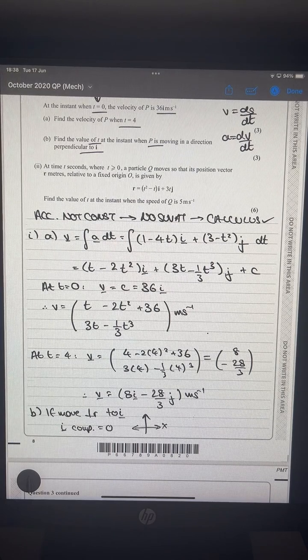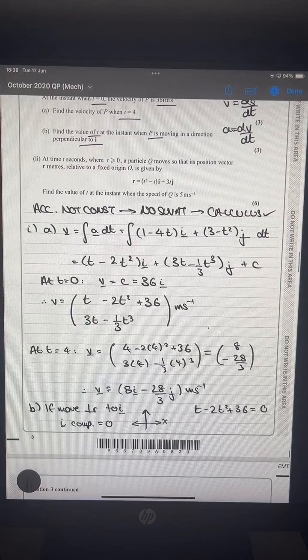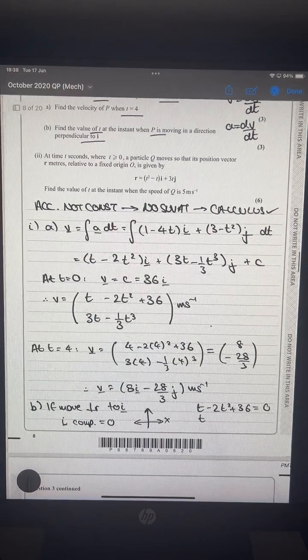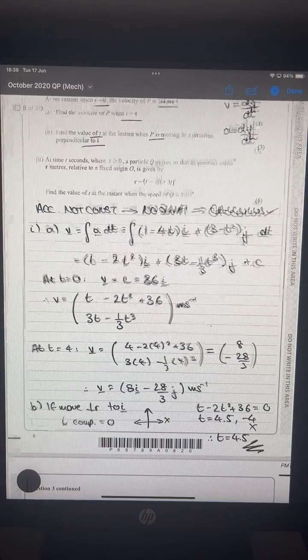So where's my i component for my movement? That's t minus 2t squared plus 36. That's going to be equal to 0, right? Why? There's no i component. So if I just solve this quadratic, I get 4.5 and negative 4. Shocker, I've got a negative value, which I'm going to disregard. So therefore t is just going to be equal to 4.5. And that's how you do part B.